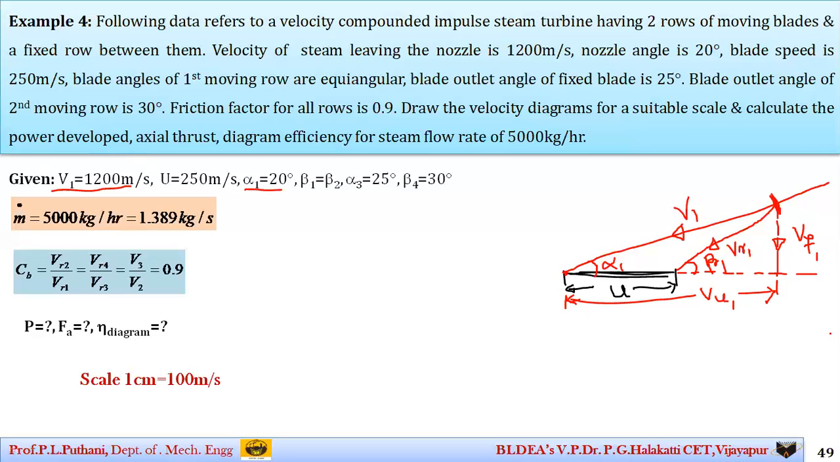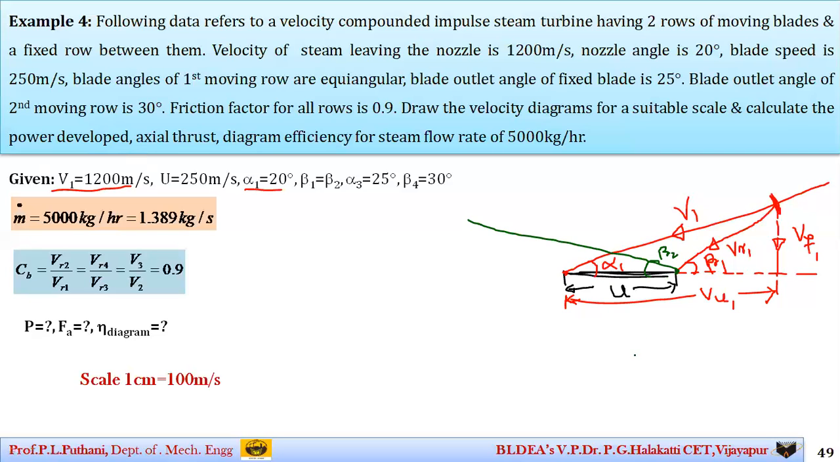So once I complete this VR1 and beta 1, I need to shift to the other side. So I will place the protractor here. Already we have said that beta 1 is equal to beta 2. So the beta 1 angle I have measured, and I will mark beta 2 the same as beta 1 on the other side. So somewhere here, this is beta 2.